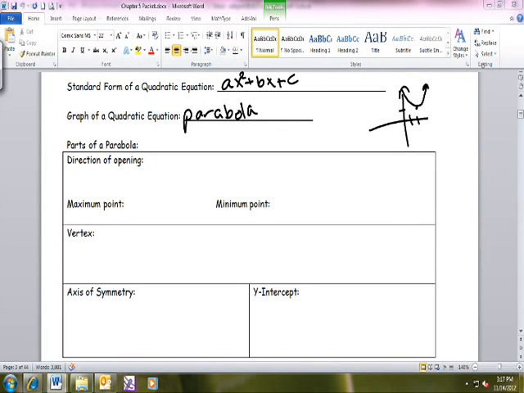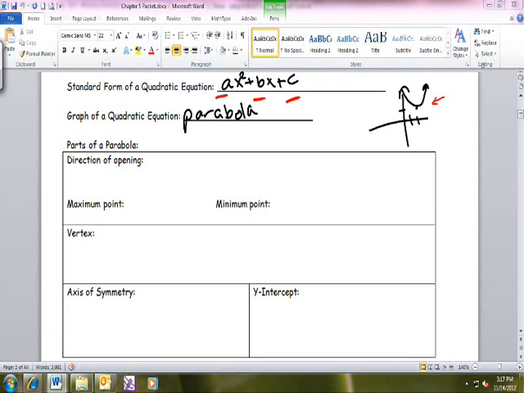Alright guys, today we're going to learn how to graph a quadratic equation in standard form. So the standard form of a quadratic equation is anything in the form ax squared plus bx plus c. The graph itself makes a parabola, which is somewhat like the graph I have here over on the right. Much neater version in general.